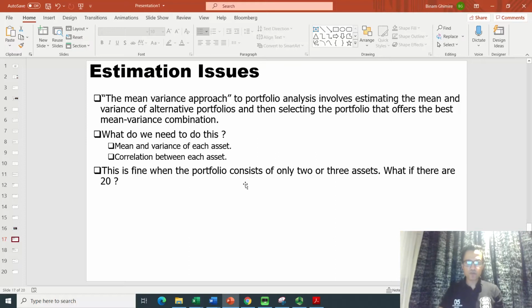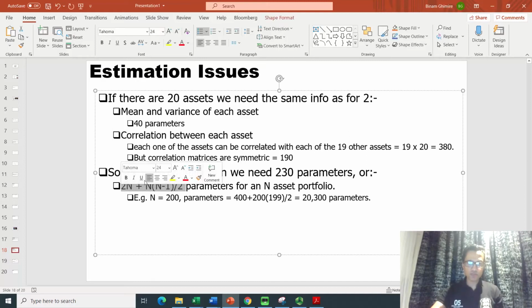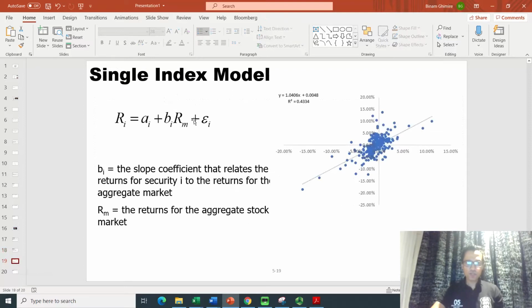index model. So this is what I want to discuss, because as I said, if you want to find out how many parameters you need in the case of the efficient frontier line, you can also apply this formula, and I'm explaining here that for 20 assets you actually need 230 parameters. That's too much. So you can use the single index model, and it's basically a kind of regression approach in order to find out the risk.